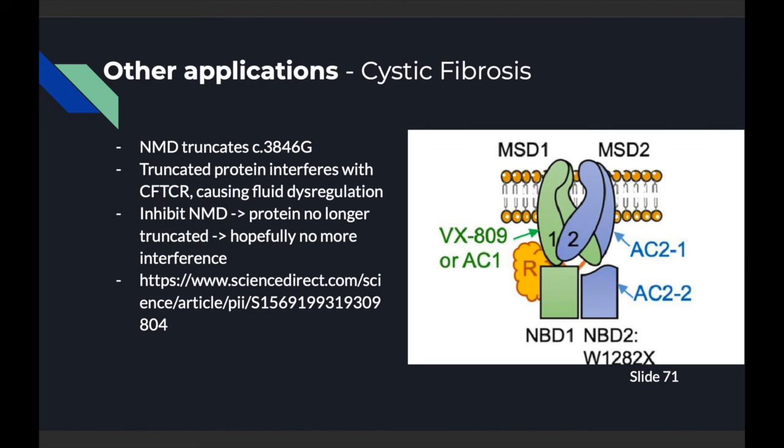In the opposite direction, researchers studying cystic fibrosis look at inhibiting NMD as a way of stopping the truncation of a protein that interferes with the cystic fibrosis transmembrane conductance regulator. This interference leads to a dysregulation of fluid in the lungs and results in cystic fibrosis. Inhibiting NMD for this molecule would lengthen it and hopefully stop it from interfering with the CFTR.